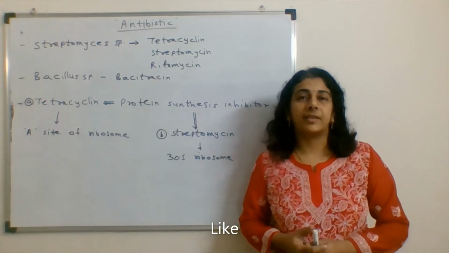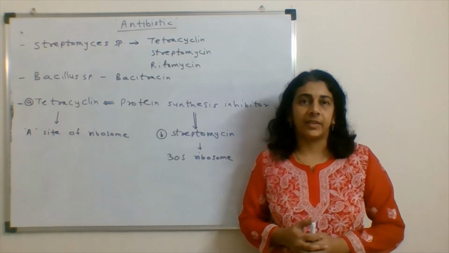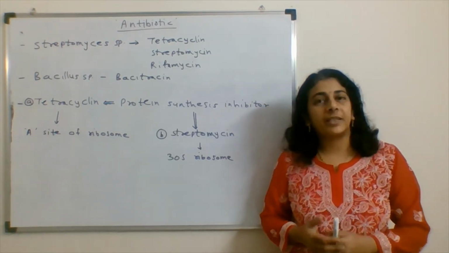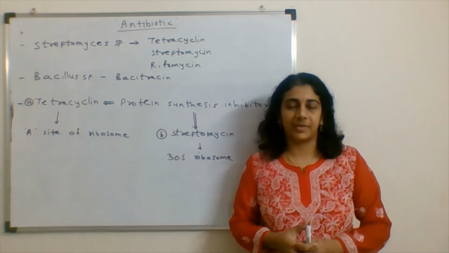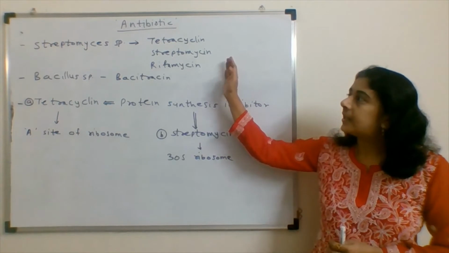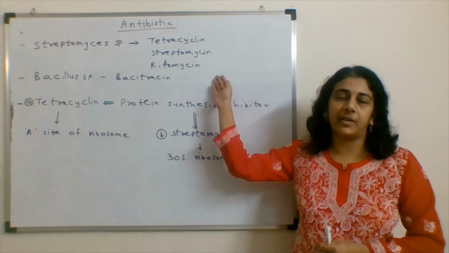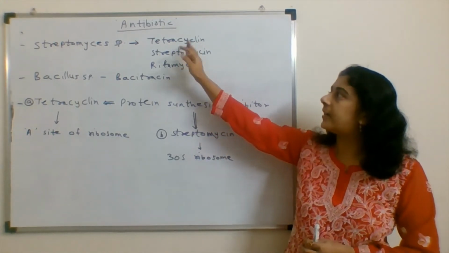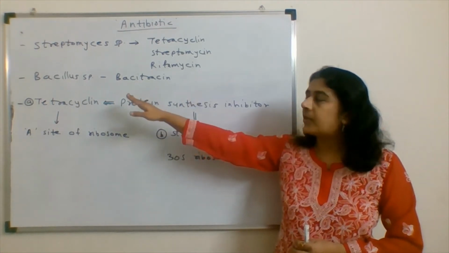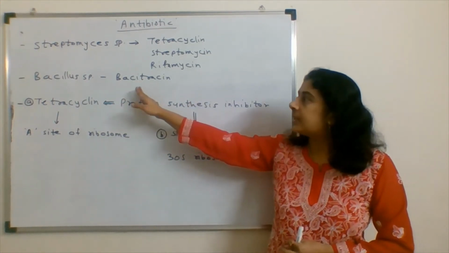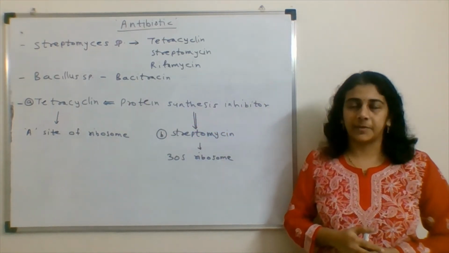So what are antibiotics? These are low molecular weight antimicrobial agents. These are basically synthesized by the microorganism to inhibit the growth of other microorganisms. Here, Streptomyces species produces the antibiotics which we can isolate: tetracycline, streptomycin and rifamycin. Secondly, from the Bacillus species, we can have the bacitracin antibiotic for our use.